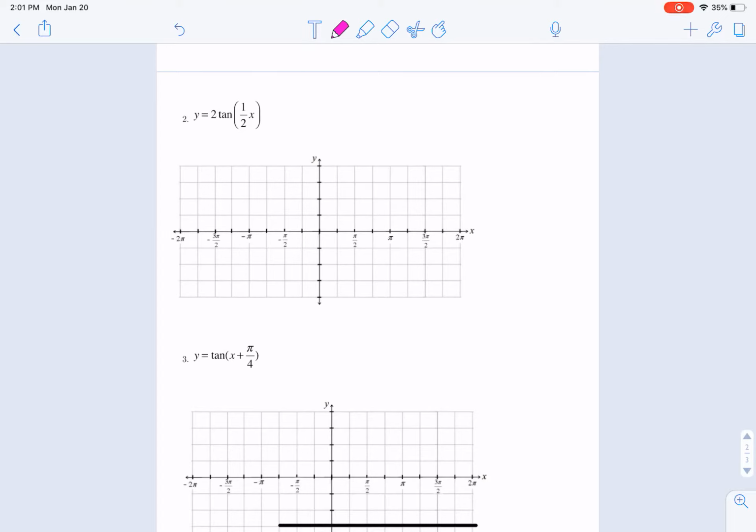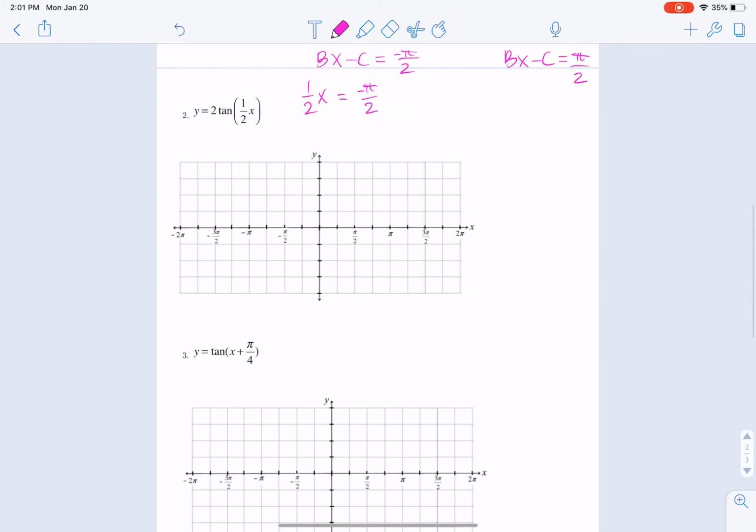So looking here, I'm going to take my bx minus c and set it equal to -pi over 2, and my bx minus c and set it equal to pi over 2 to figure out where my asymptotes will be. So I'm going to take 1/2 x and set it equal to -pi over 2. And to solve this, I'll multiply both sides by 2. So I get x is equal to -2 pi over 2, or -pi. So that happens to be where my first asymptote is located.